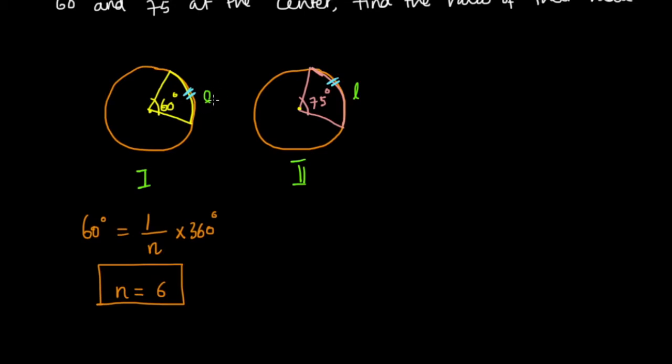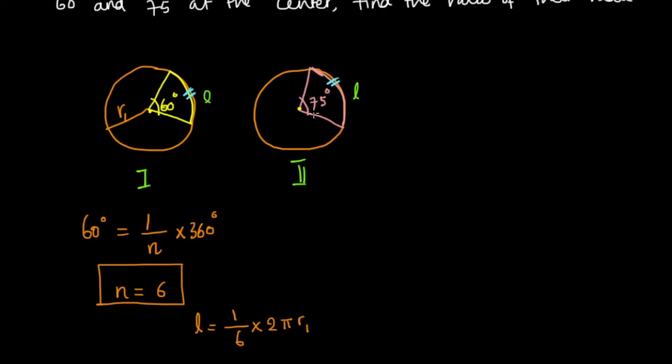Which means the length of the arc would also be 1/6 of the total circumference. So if we assume the radius as, let's say, r1, then our arc length L would be 1/6 of 2 pi r1. Now let's focus on circle 2.